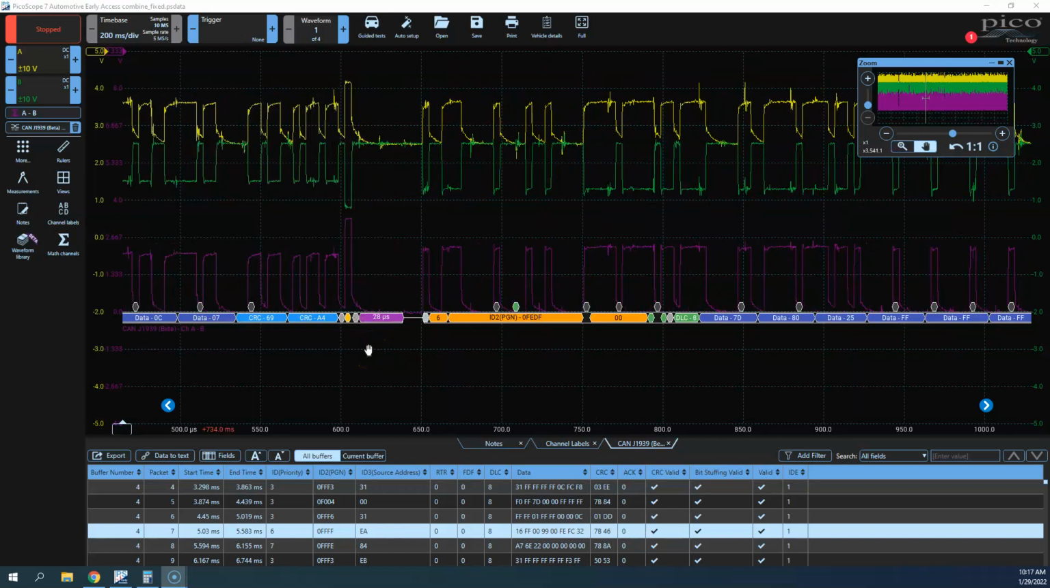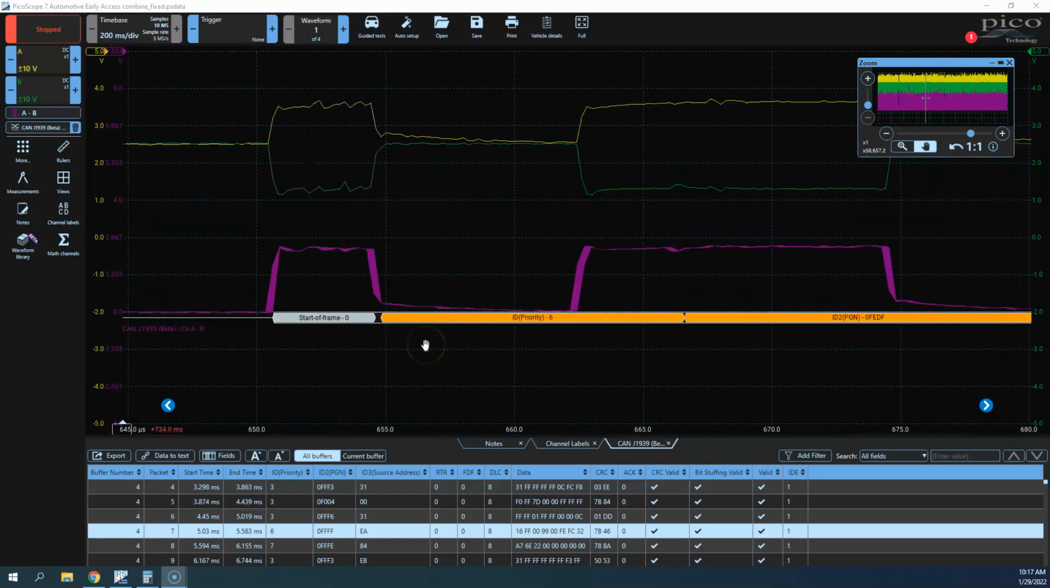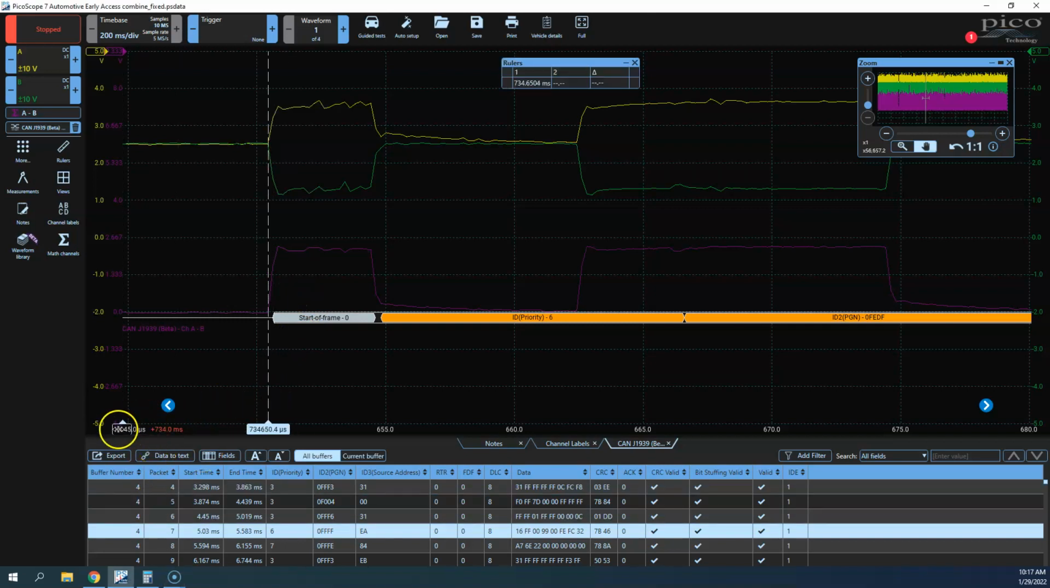If I zoom in on this data and take a look at one of the first bits here, the starter frame bit, and look at the width of this bit, we'll just take a look at it here and see what it is. We can see the starter frame. We know that that's supposed to be 1 bit. We can see that it's about 4 microseconds.